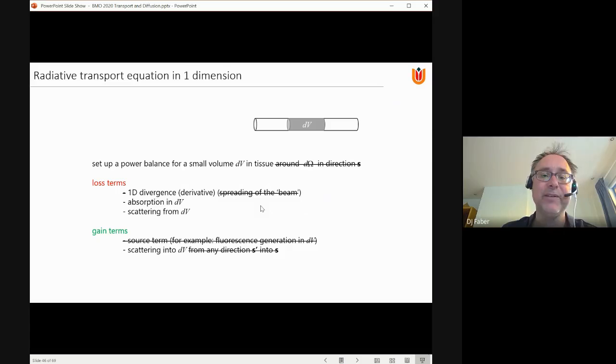Because it's 1D, there is no solid angle, so the terms with the omega we can simply ignore. There is not much spreading of the beam. The only things that we really need to take into account are absorption losses in dV and scattering losses in dV. We're going to ignore source terms, so that simplifies things a little bit. So the only gain term that we can have is some scattering from anywhere along that cylinder into the volume element dV.